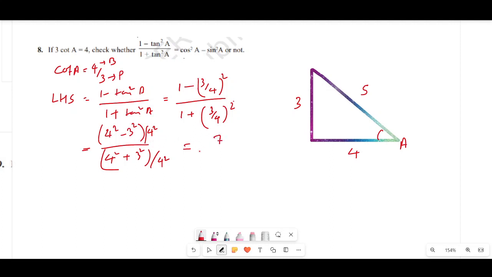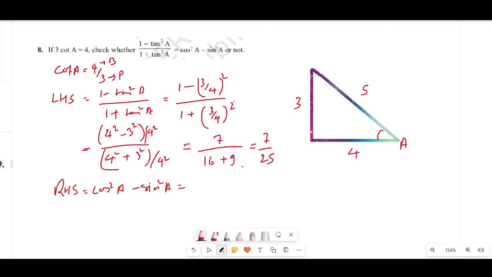Clear? Now 4 square is 16 and 3 square is 9. Now 7 by 25. Clear? And on the right hand side we will write here cos square A minus sin square A.